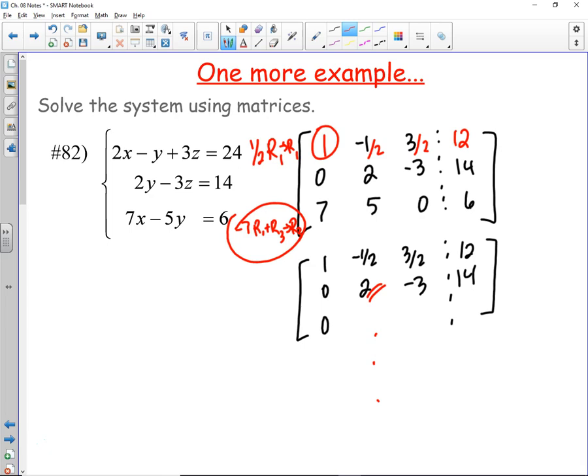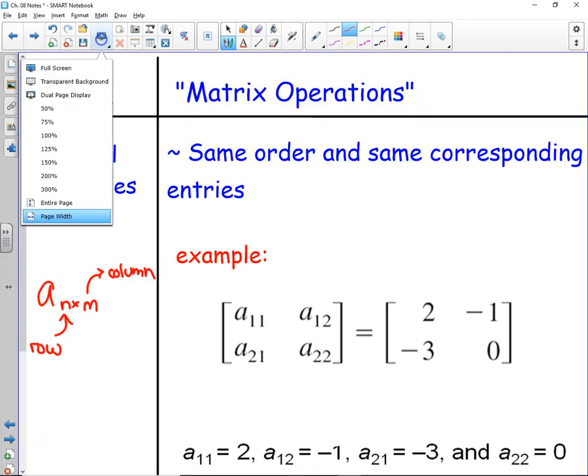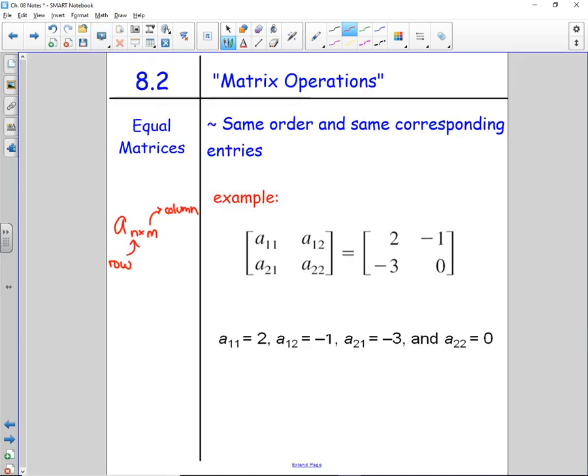8.1, due tomorrow. In order to grade, but we're going to go ahead and start 8.2 because you guys might be like, oh man, that was just the first section, we should sue. Well, maybe not sue.